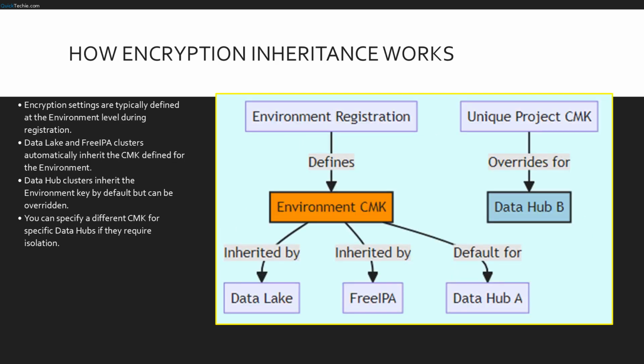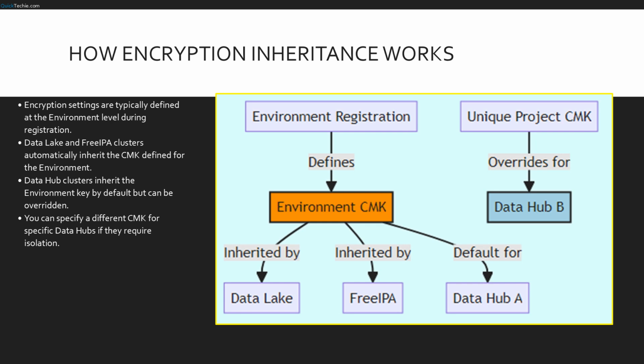How does CDP apply these keys? It follows an inheritance model. When you register a CDP environment, you define your CMK once. The data lake and free IPA clusters automatically inherit this key to encrypt their resources. For data hubs, they also default to using the environment's key, which simplifies management. However, if a specific data hub handles highly sensitive data requiring a separate key, you can override the default and assign a unique CMK during that cluster's creation.